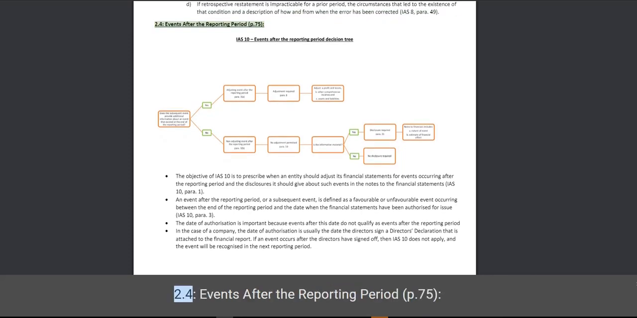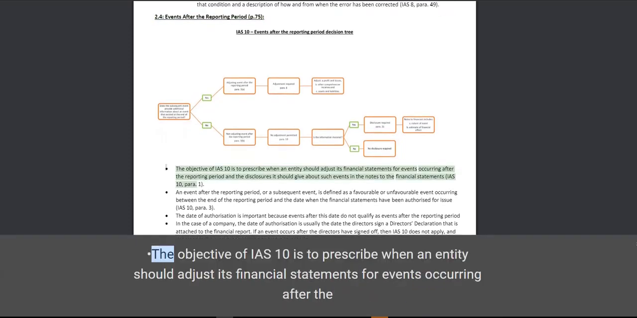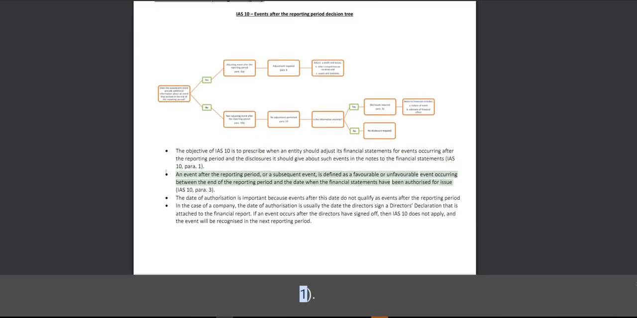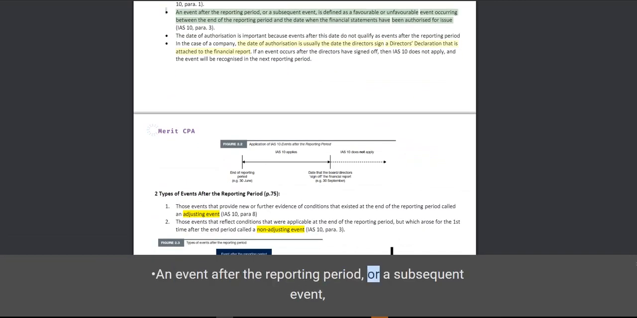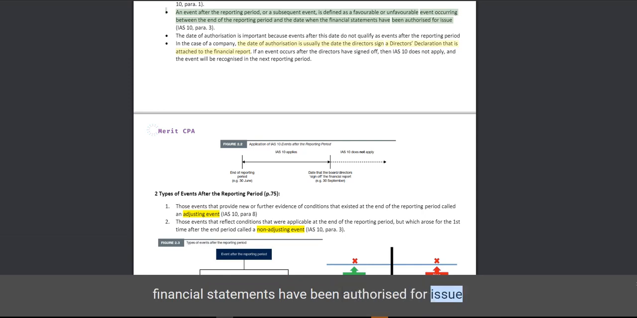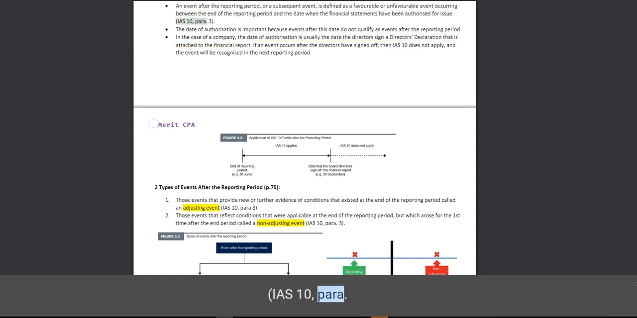2.4 Events after the reporting period. The objective of IAS 10 is to prescribe when an entity should adjust its financial statements for events occurring after the reporting period and the disclosures it should give about such events in the notes to the financial statements. IAS 10, para. 1. An event after the reporting period, or a subsequent event, is defined as a favorable or unfavorable event occurring between the end of the reporting period and the date when the financial statements have been authorized for issue. IAS 10, para. 3.